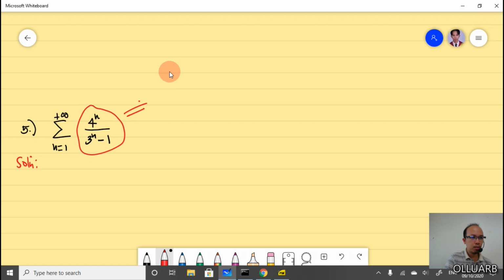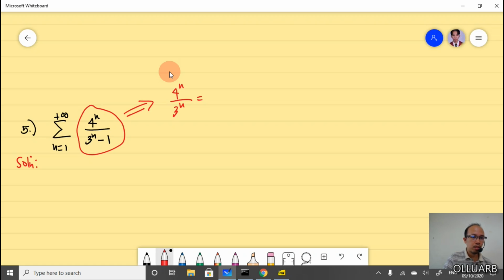this resembles the geometric series. As you can see here, this is 4 over... you can write this as 4 to the n over 3 to the n. Let's try to eliminate this constant term, and then let's observe.